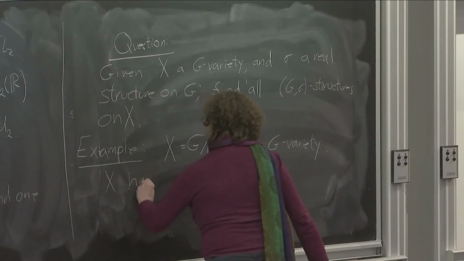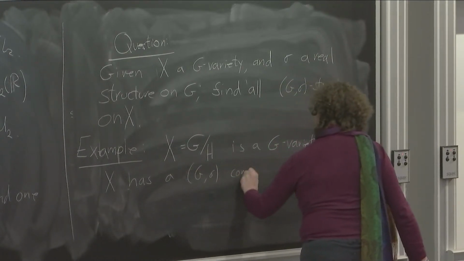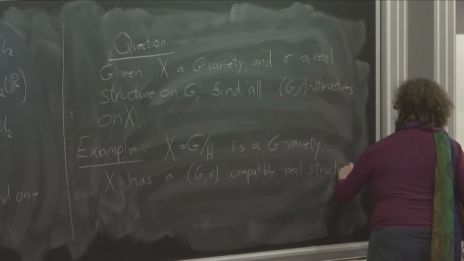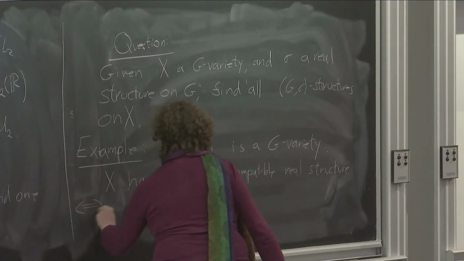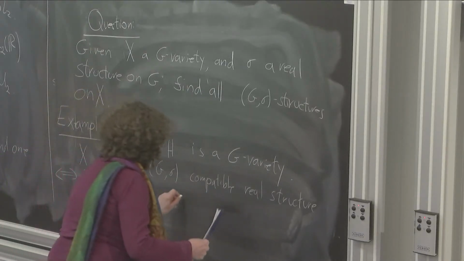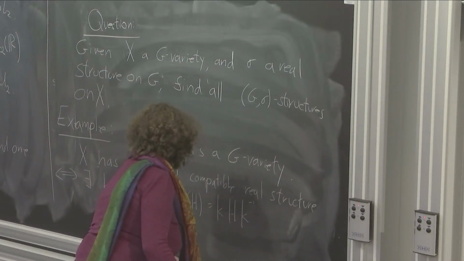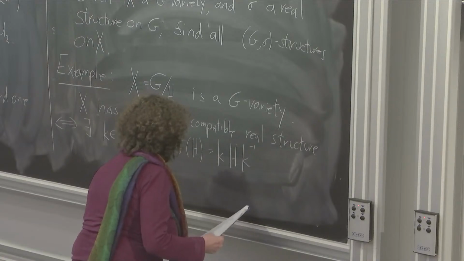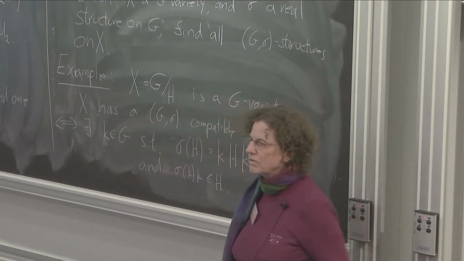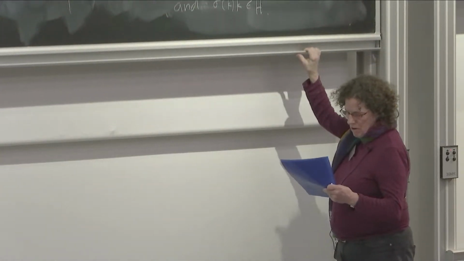X has a sigma, G-sigma compatible real form, real structure, if and only if there exists, let's be careful, a K in G such that sigma of H is conjugate to H, conjugate by K, and sigma of K belongs to H. It's a cohomology condition again that I'm writing down here. Okay? But I will show you why.